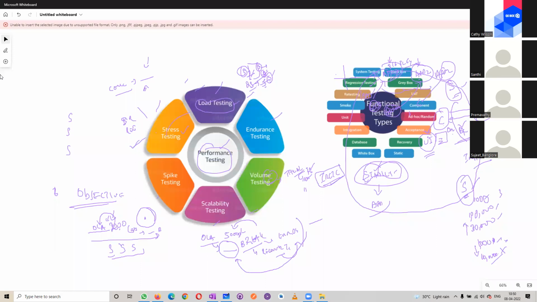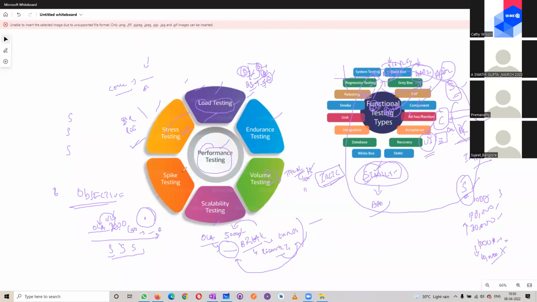So the stress testing objective is to break the system. And once the system is broken, we see whether it is recovering properly or not. That is the objective of stress testing. And the objective of load testing is that we give an appropriate load to the application and see how the application is performing in terms of speed, scalability and stability. That is what we'll be checking here. So this is called load testing. So this is load and stress.